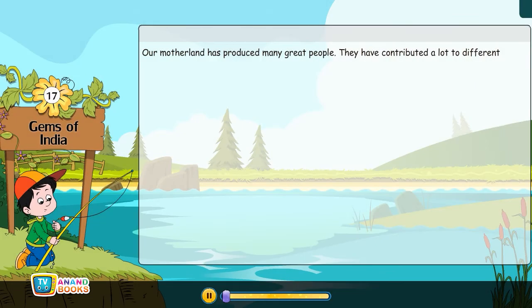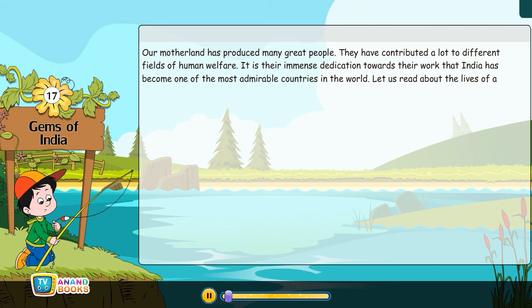Chapter 17. Gems of India. Our motherland has produced many great people. They have contributed a lot to different fields of human welfare. It is their immense dedication towards their work that India has become one of the most admirable countries in the world. Let us read about the lives of a few such great personalities.